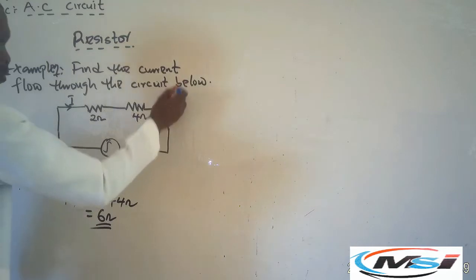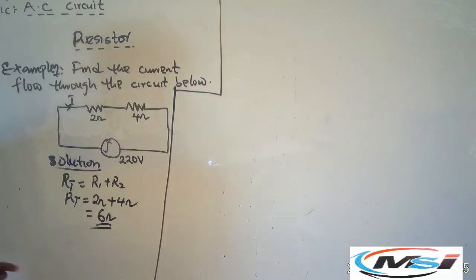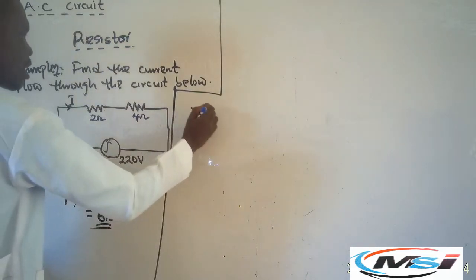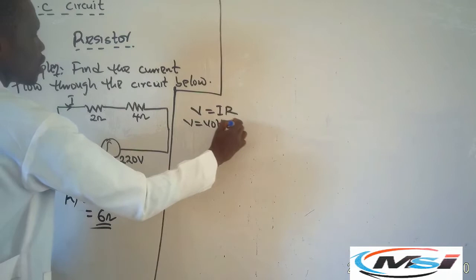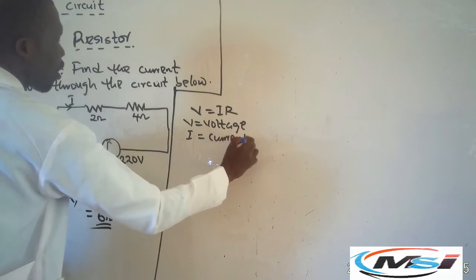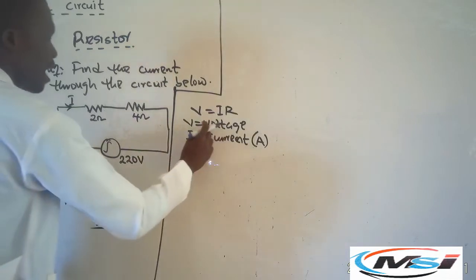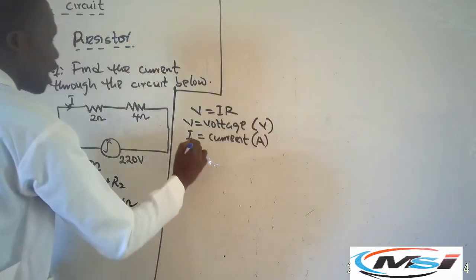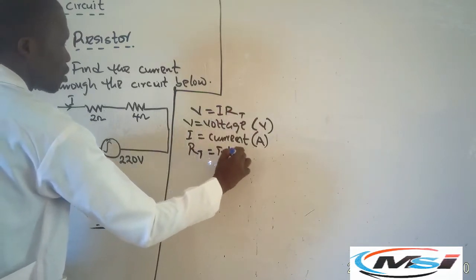Now the next thing for us to find out, please permit me to manage my board. The next thing to find out is the current that flows through this circuit. So remember, V equals IR. V is voltage, I is current, which is always measured in amps, ampere. Then voltage V, and R, you can put RT here. RT is total resistance.